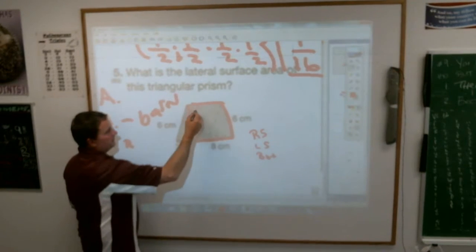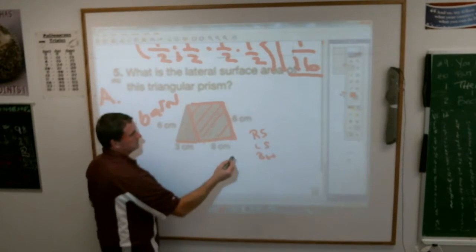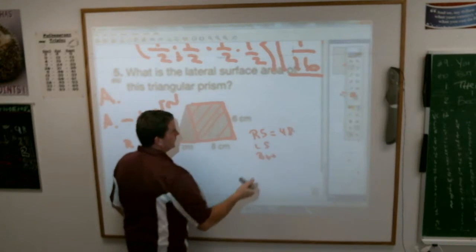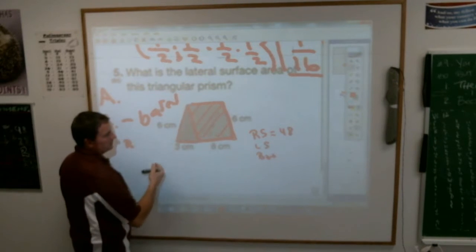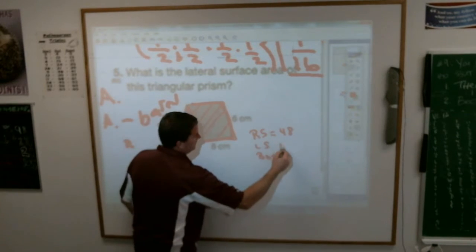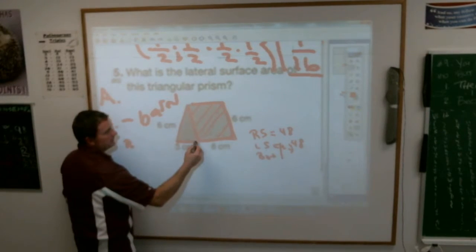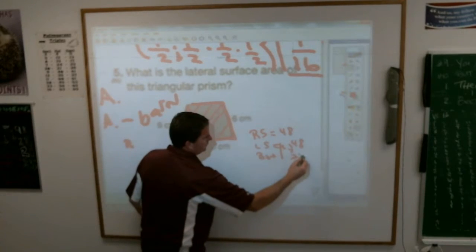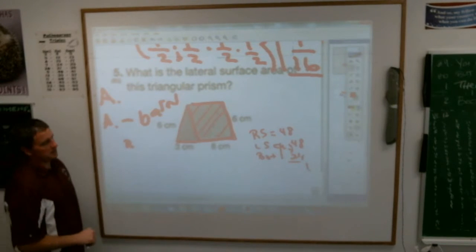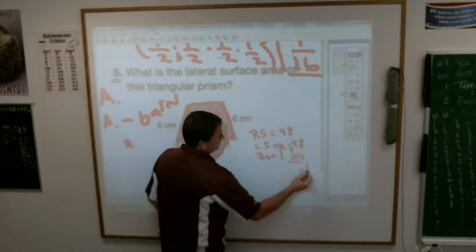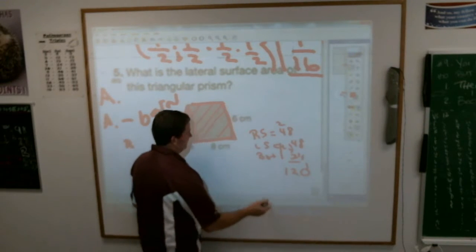Well, what is the area of this rectangle here? 6 times 8, which is what? 48. Area of the other side, that's that same exact rectangle, 6 times 8, 48. And then the area of the bottom, 3 times 8 is 24. Lateral surface area is 96 plus 24, which is 120 centimeters squared.